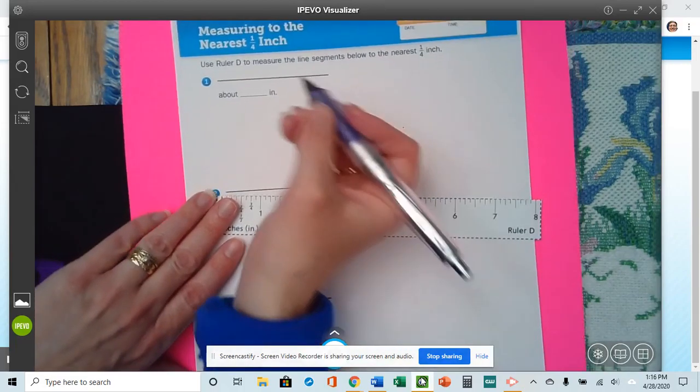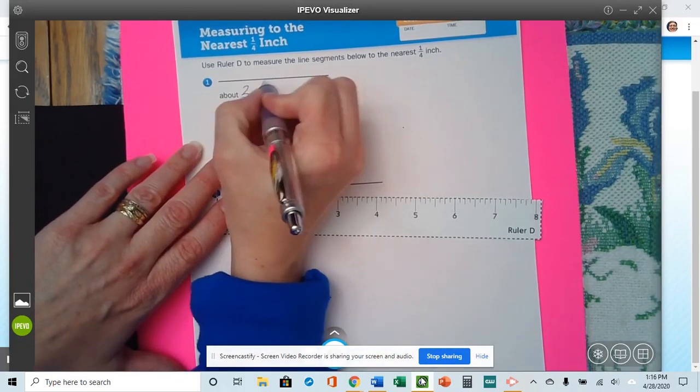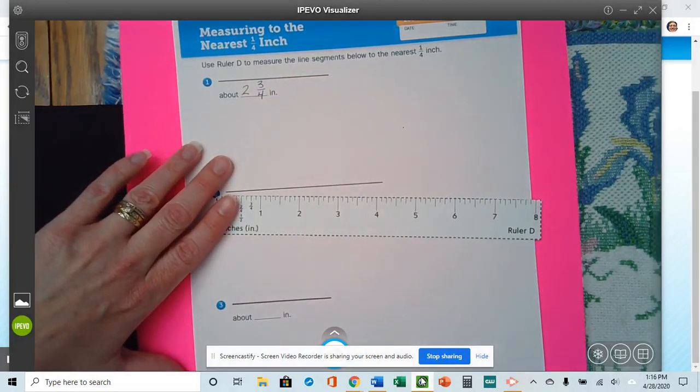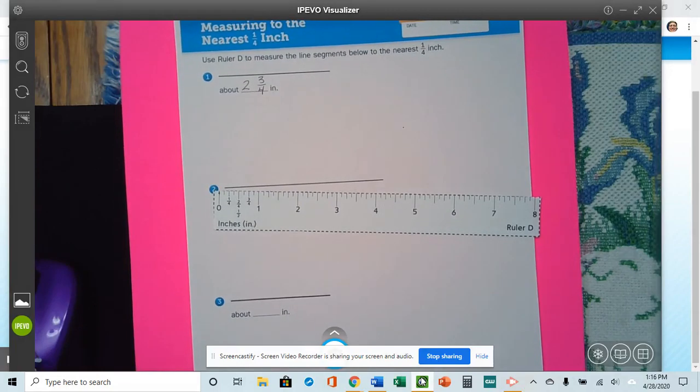So we're going to put 2 3/4 inches down. Okay. So we're going to measure it to the closest 1/4 inch.